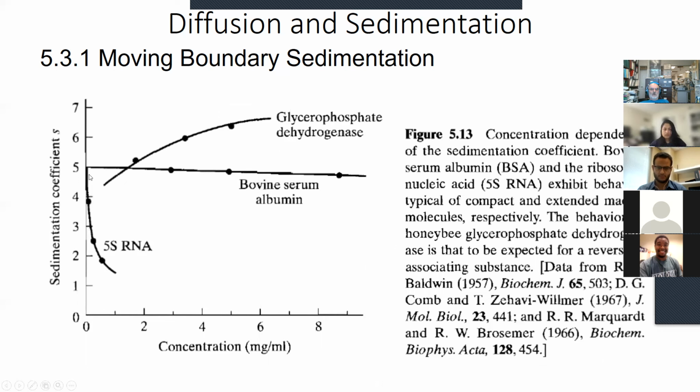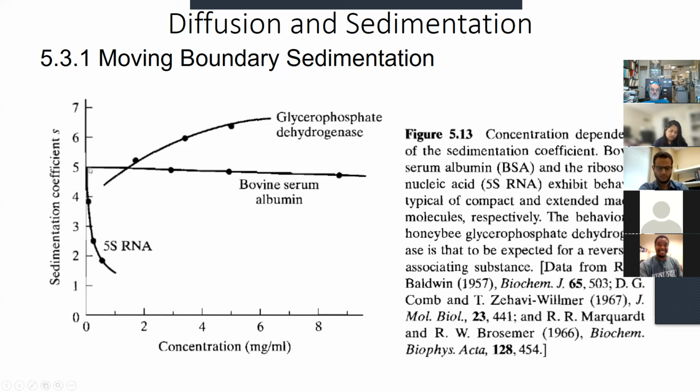Another molecule on here is 5S RNA. And you can see it is steeply negative. It's nonlinear. So it has really, really high concentration dependence. It's highly non-ideal. And the reason for that is that it's sort of extended, but mostly because it's highly charged. Okay, so depending upon the salt concentration, this is really repulsion between the 5S RNA molecules.